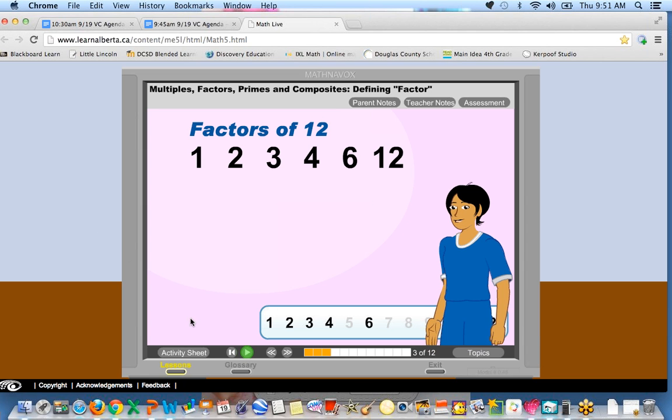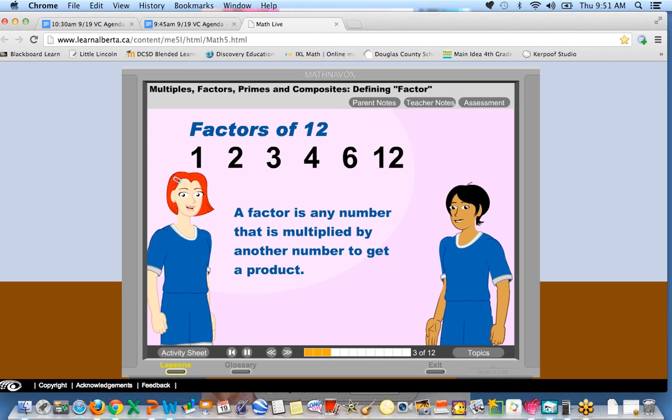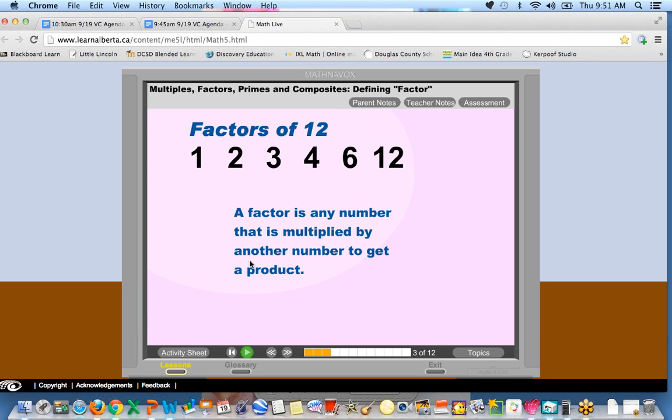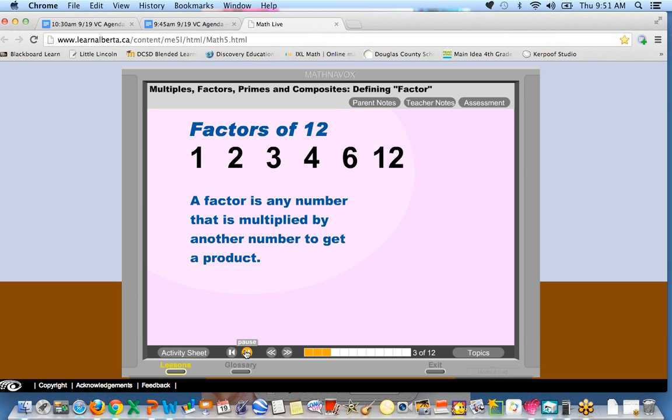Okay. All right, so those are the factors. Let's take a look at factors. A factor is any number that is multiplied by another number to get a product. All right, so we know in a multiplication problem, the answer is called the product. So a factor is any number that you can multiply together in order to get a product. And in this case, we're working with the product 12. In our example with the chairs, we discovered all of the numbers that can be multiplied by each other to get a product of 12.